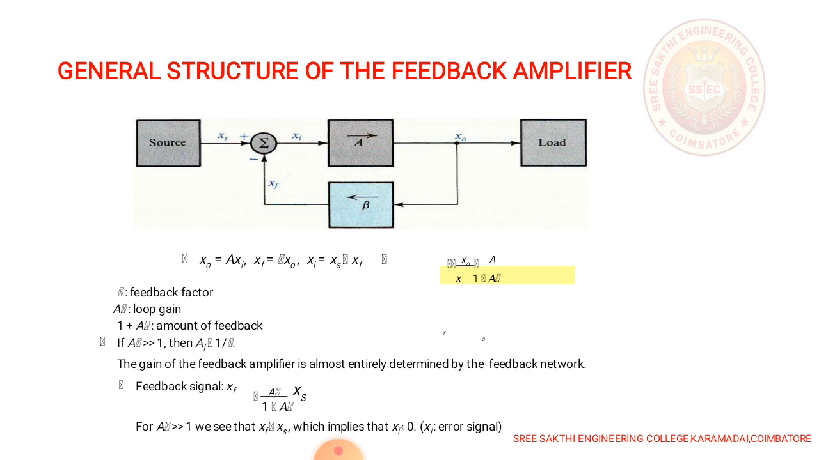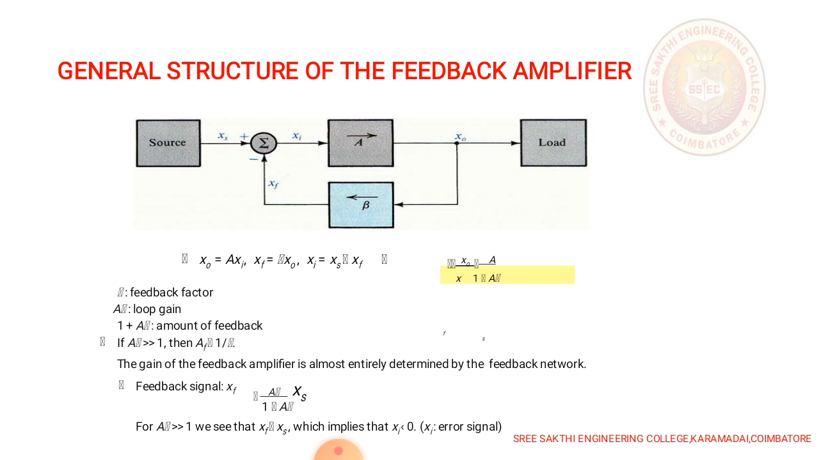If Xo is equal to A into Xi, that is, the output of the amplifier is given by A into Xi, and the output of the feedback network is given by beta into Xo. Then the output of the mixer stage is Xi equal to Xs minus Xf. The gain of the amplifier Af is equal to output by input, that is Xo by Xi, which is equal to A by 1 plus A beta, where beta is the feedback factor and A beta is the loop gain, and 1 plus A beta is the amount of feedback.